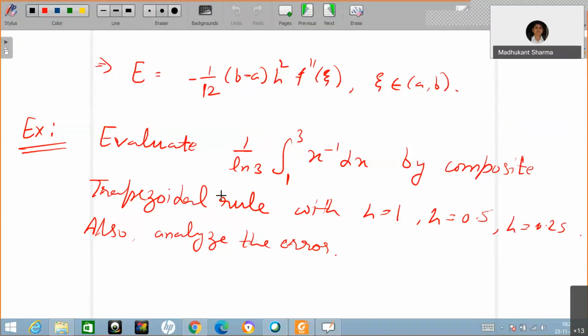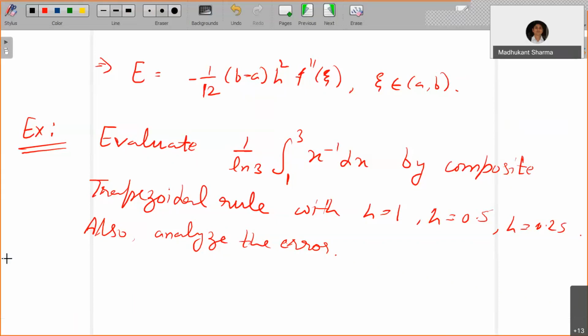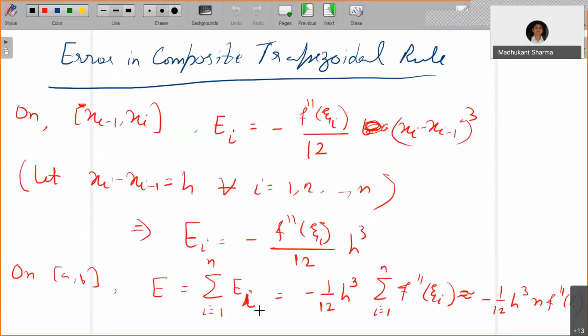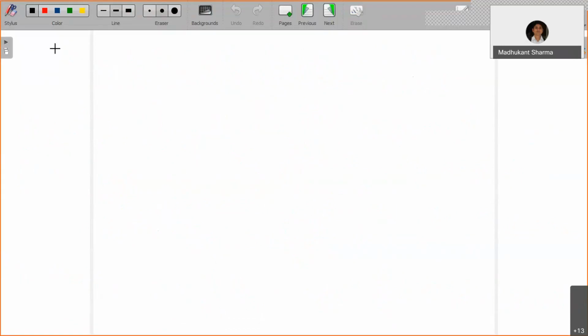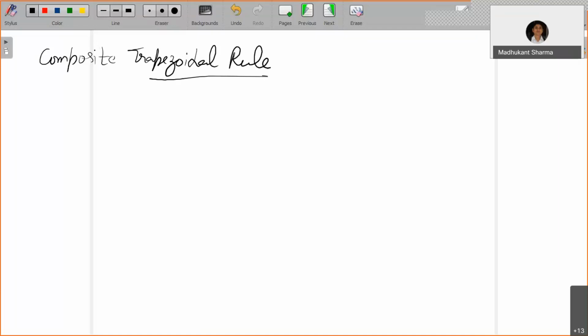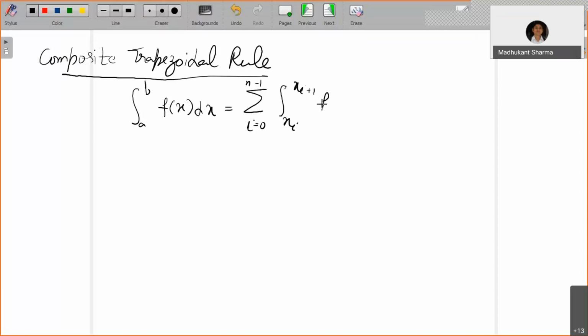Last time we learned how to write a composite trapezoidal rule, and we have come up with the formula. So that was the integral from a to b of f of x dx, which was equal to the summation from i equals 0 to n minus 1 of the integral from xi to xi plus 1 of f of x dx.